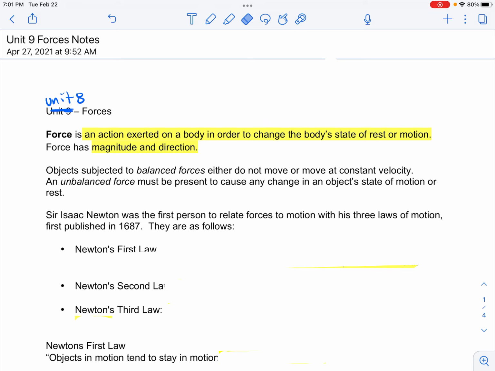And objects that are subject to balanced force, which means like a right side pushing and the left side pushing in opposite directions, they either don't move or they move at constant velocity. An unbalanced force must be present to cause any change in an object's state of motion or rest. So if my clock is sitting on top of my dresser and I push it off, it was staying there, but the unbalanced force causes it to now move.